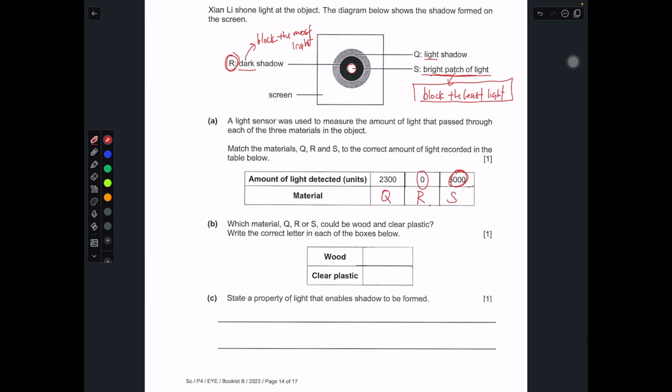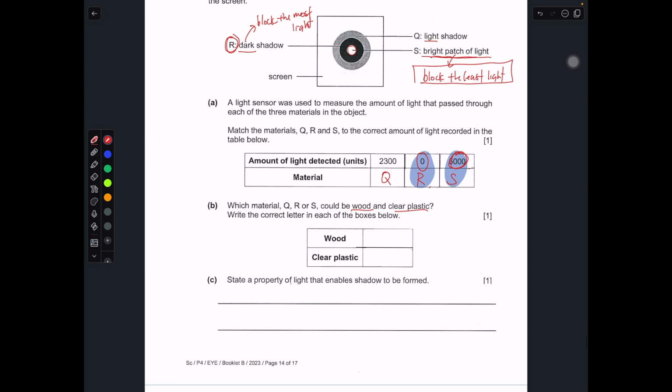So which of the material could be wood or clear plastic? These are the two extreme ends. So you choose something like this and this. You will not even touch Q. Because over here, wood is most likely linked to R. Clear plastic will probably more or less allow all light, or most light, to pass through. So that will be linked to S over here.